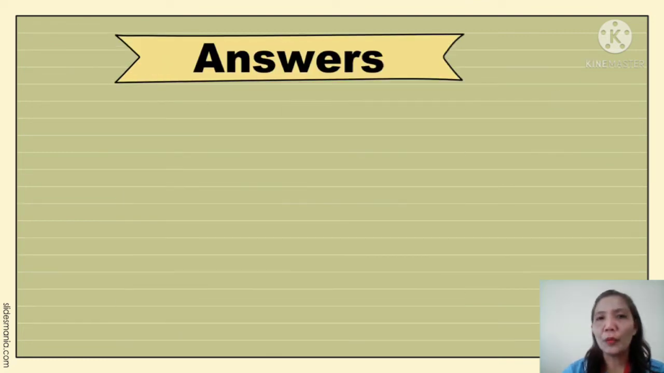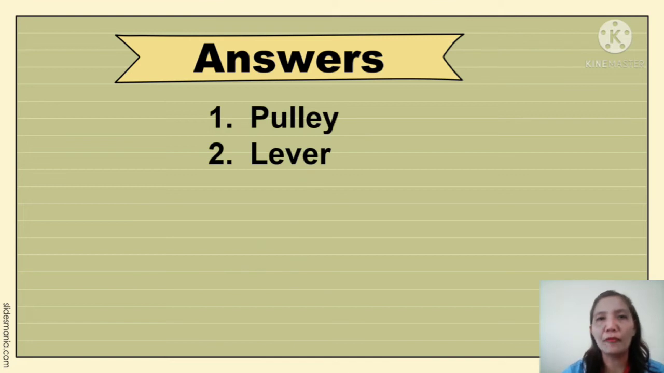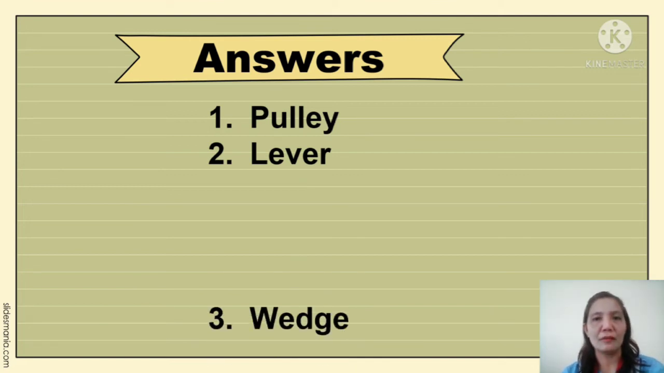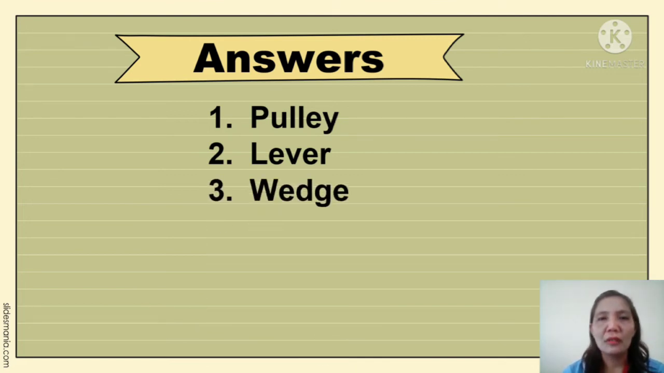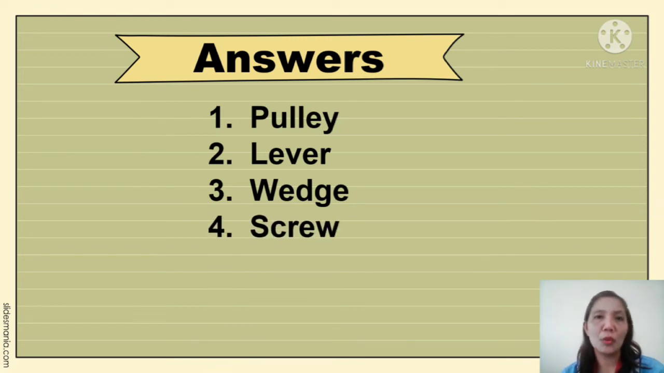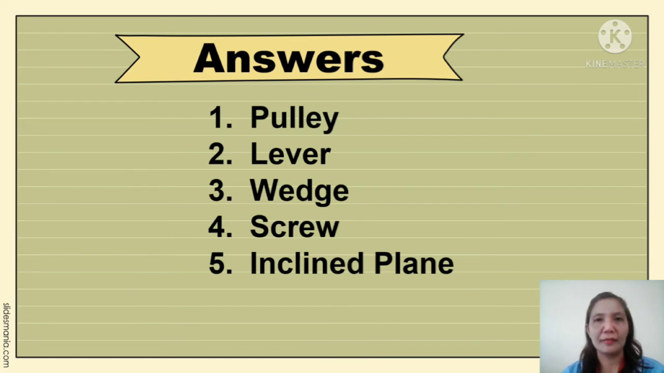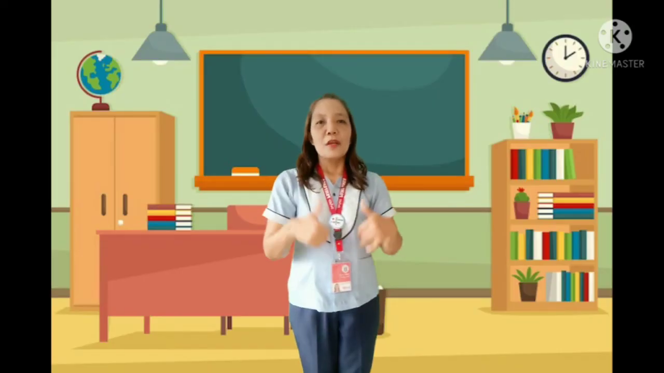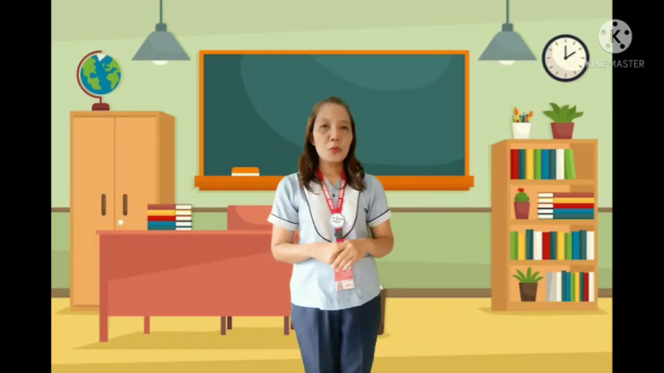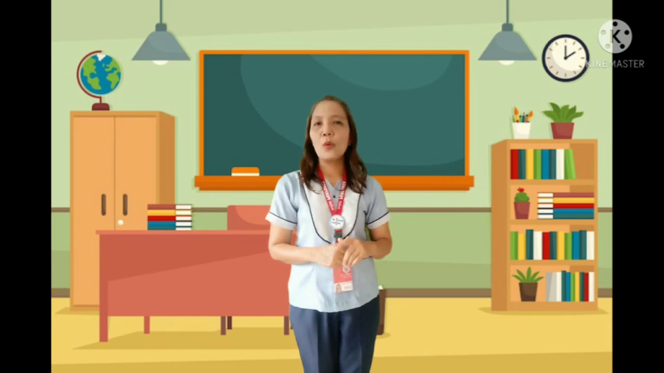The correct answers are the following. Number 1, pulley. Number 2, lever. Number 3, wedge. Number 4, screw. And number 5, inclined plane. So how are your activities going? Great job! There's one last activity waiting for you.